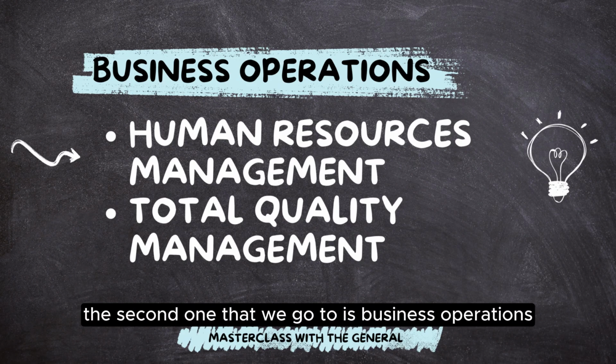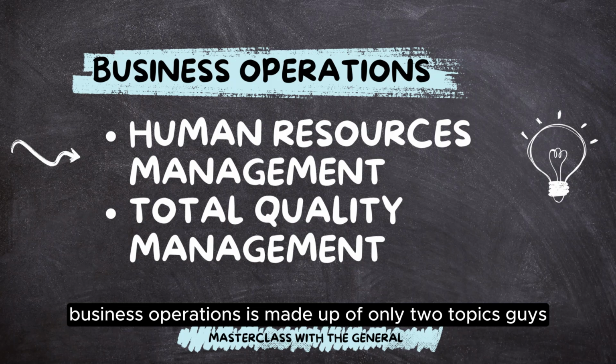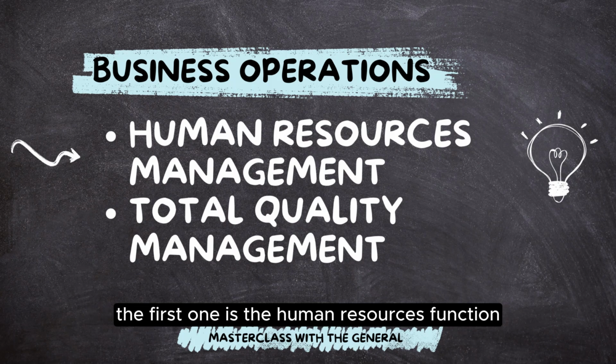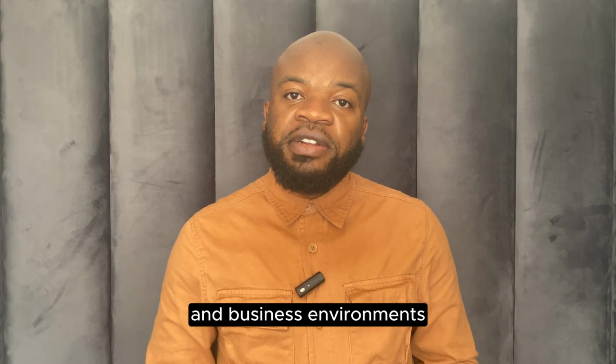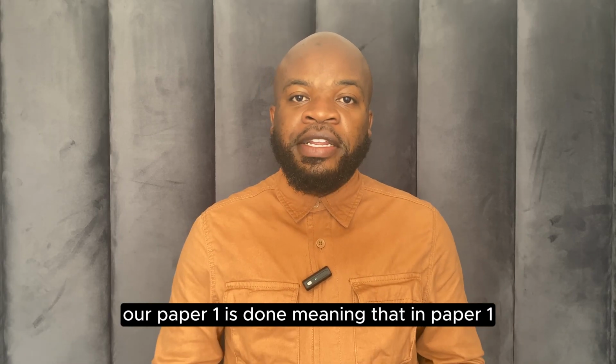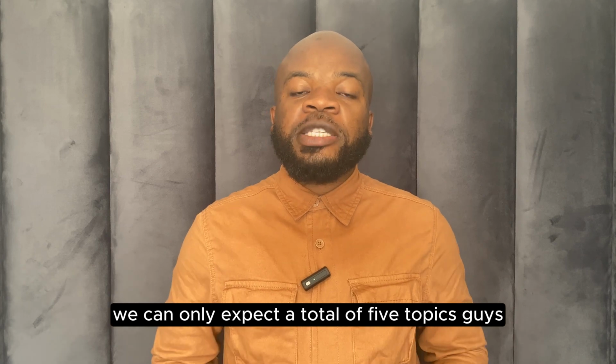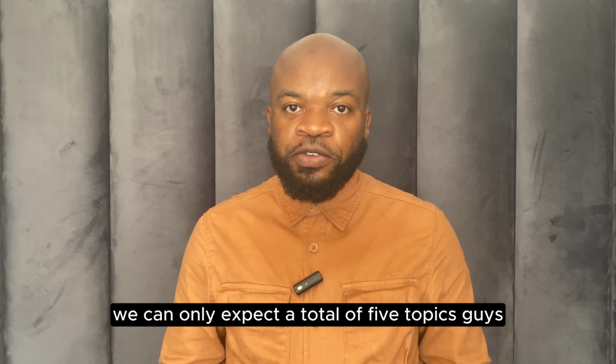Then the second one that we go to is business operations. Business operations is made up of only two topics, guys. The first one is the human resources function, which you are familiar with. It already started in grade 11, term 4. Then we also have total quality management, which is also part of business operations. These two make up business operations, and between business operations and business environments, our paper one is done, meaning that in paper one we can only expect a total of 5 topics, guys.